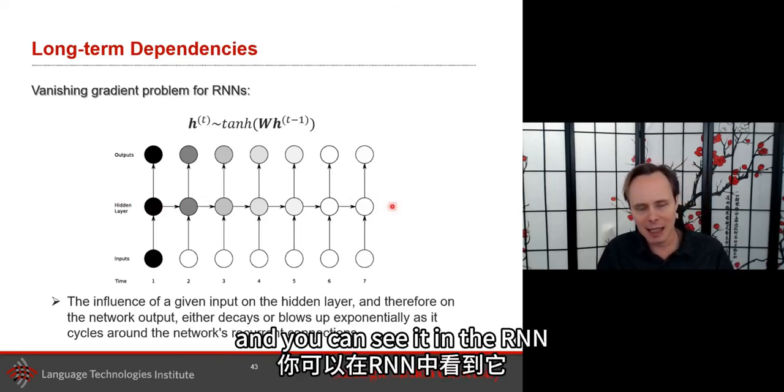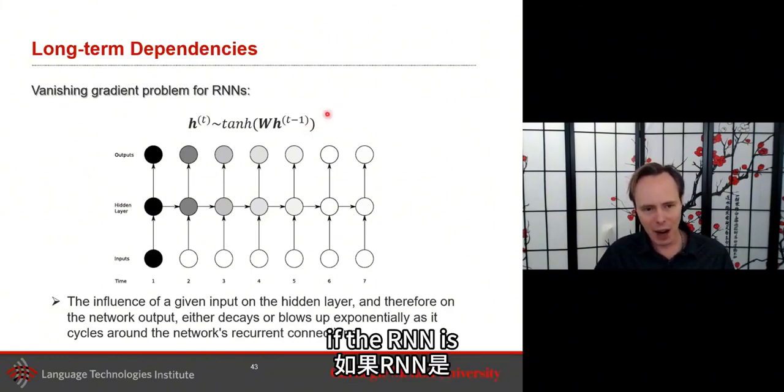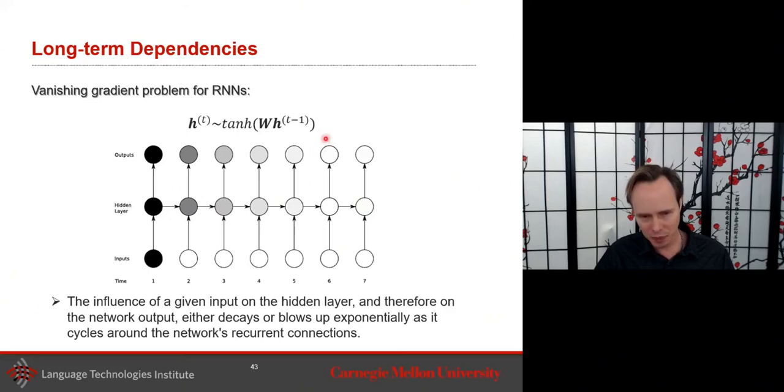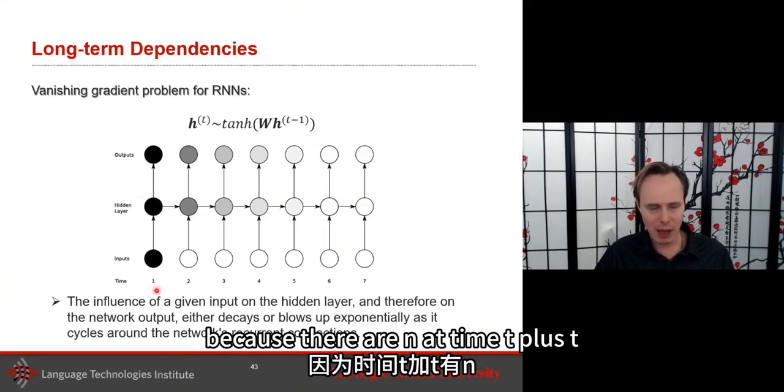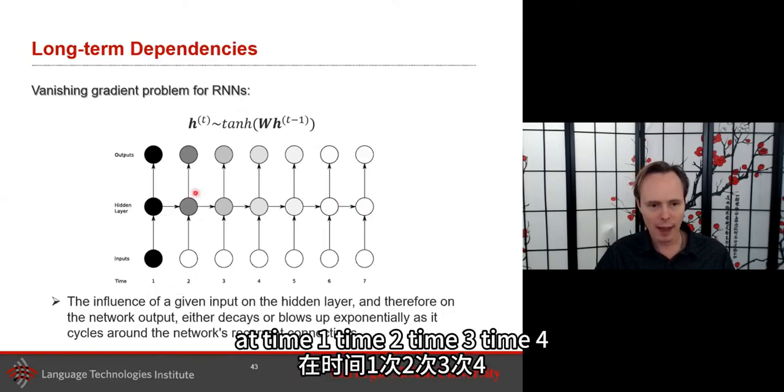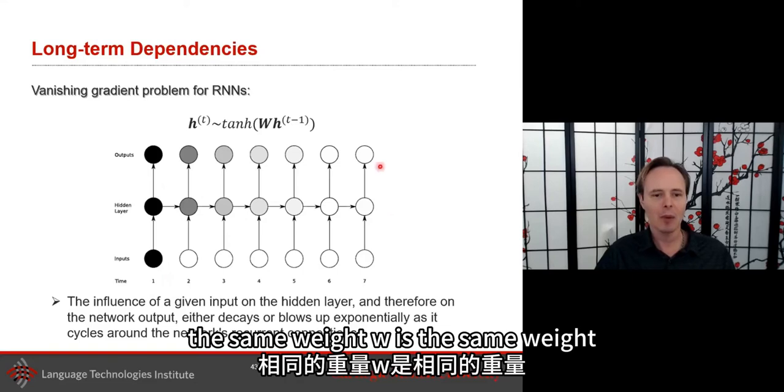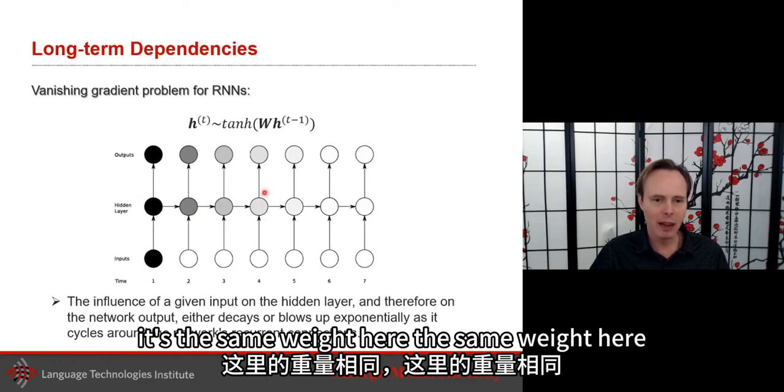And you can see it in the RNN. If the RNN has the same weight, because the RNN at time t plus 1, at time 1, time 2, time 3, time 4, the same weight W is the same weight. It's the same weight here, the same weight here.